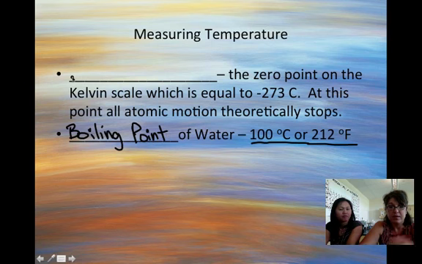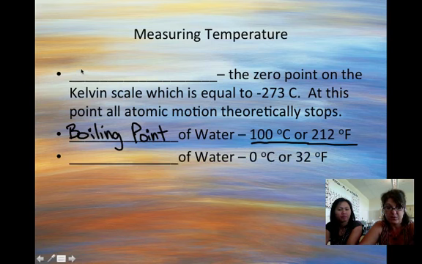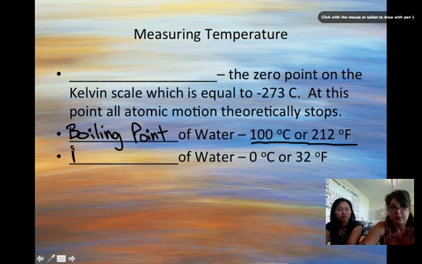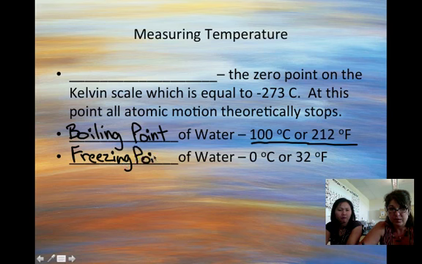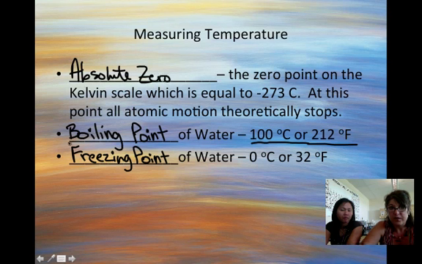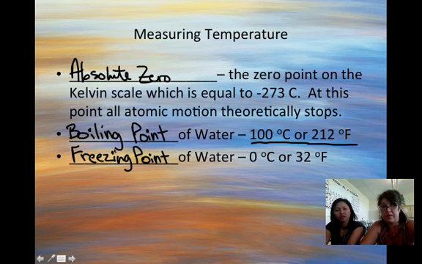And another handy measurement is the freezing point. This one's not quite as dependent on altitude as boiling point is. Because in Falcon, water boils at about 92, 93 degrees. So let me put this one back. We have these three values: absolute zero, boiling point of water, and freezing point of water. And all of our temperature scales are based on these three values. All of them.